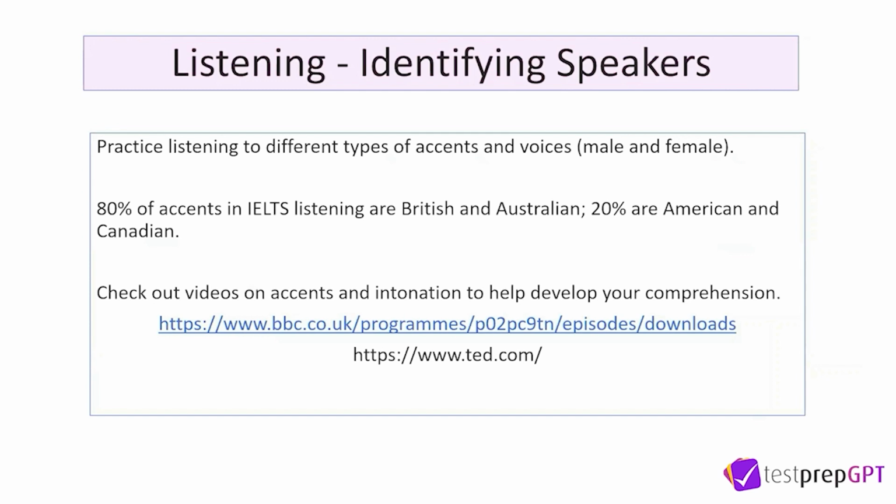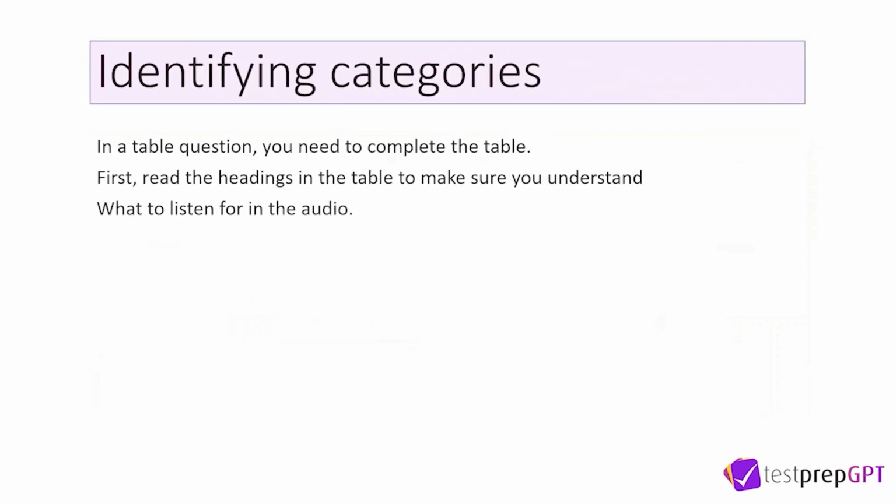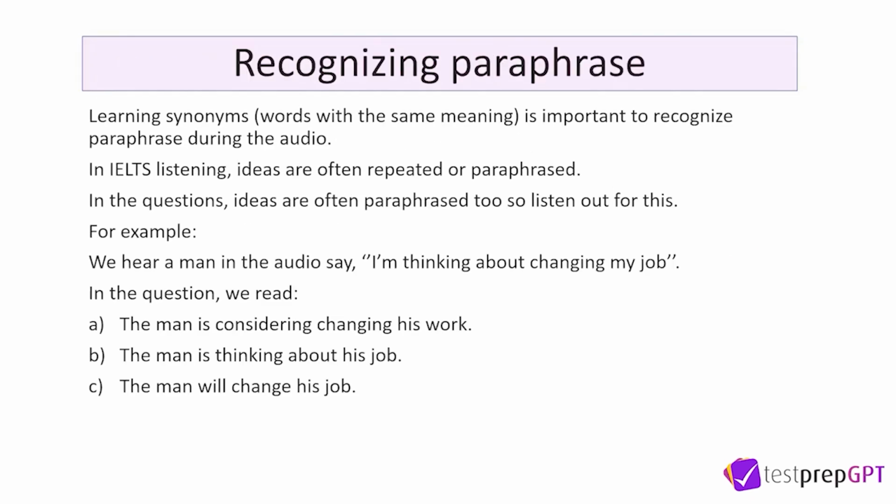Identifying speakers. Practice listening to different accents. Here are 2 websites, BBC website and TED. They will really help to adapt your ear to different accents. Identifying categories. If you have a table in listening, read the headings on the top and read the headings on the left first before you listen to the audio so you know what to listen for.